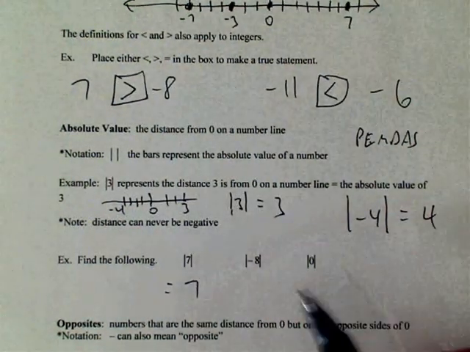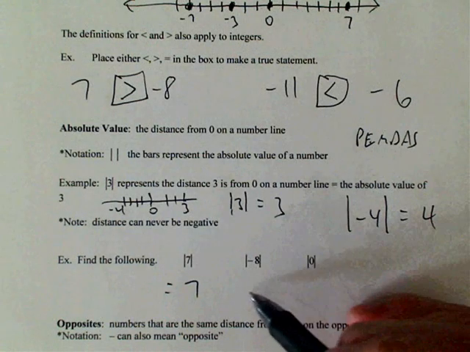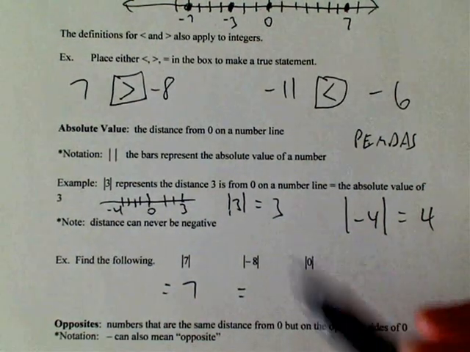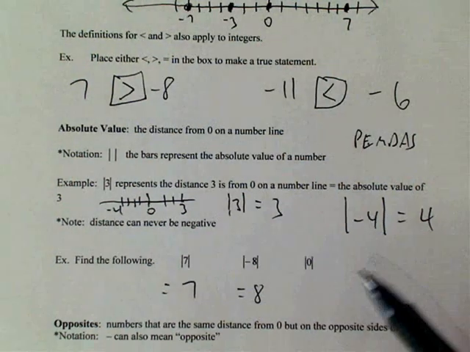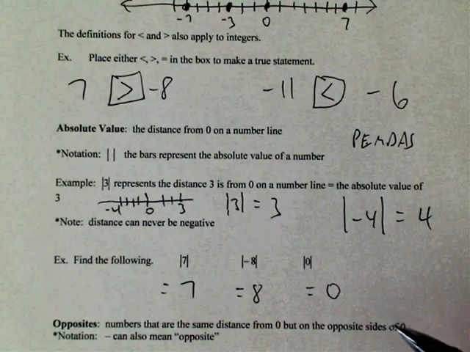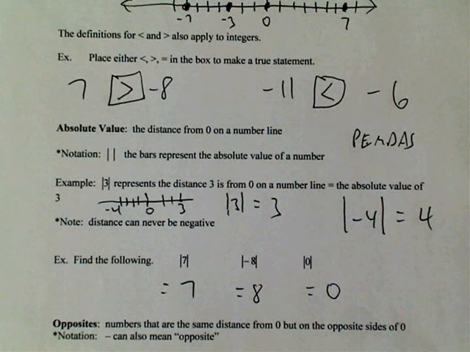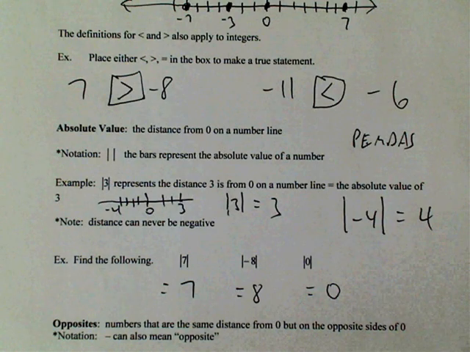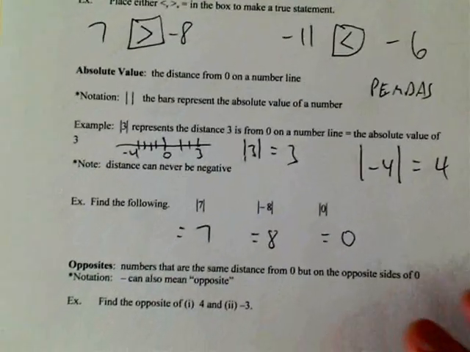How far away is negative 8 from 0 on a number line? It's 8 away. How far away is 0 from itself? It's not, because it's right there. So we didn't move. It stayed at 0, so it's 0 places away. So keep that in mind and be aware of that. And now, let's talk about the word opposite.